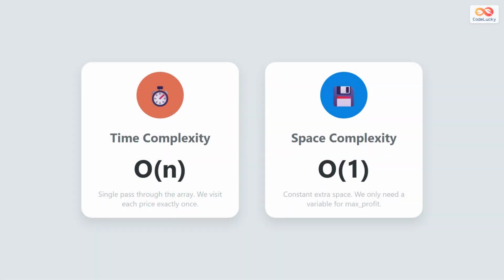Let's talk performance. The time complexity is O(n) because we pass through the array exactly once. The space complexity is O(1), or constant space, because we are only using a single variable to track the profit. This is the most optimal solution possible.